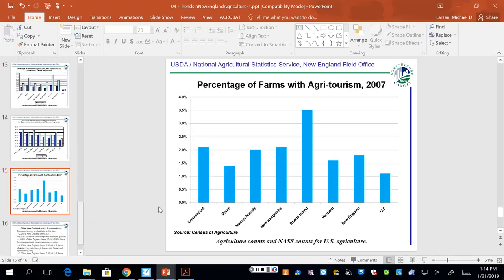Anyway, if you keep looking through these, percentage of farms with agritourism. So what is agritourism? Going someplace and eating there, sampling the cheeses, sampling the wine, or something like that. Picking your own berries. They would take people as part of that. How is Rhode Island in there? Yeah, what do they have for tourism?